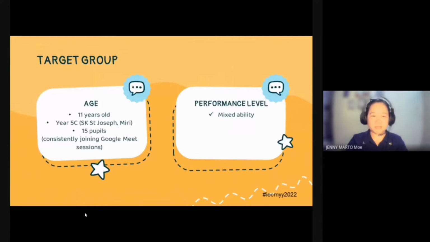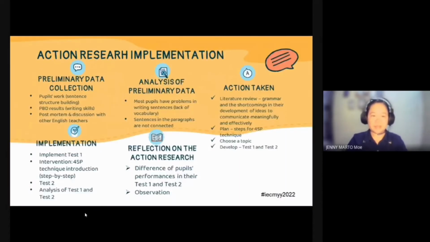This is my target group. My pupils are 11 years old and they are in year 5C in my school, SK St. Joseph Miri. It involves 15 pupils who consistently joining my Google Meet sessions, and they are from mixed ability performance level. This is my action research implementation.